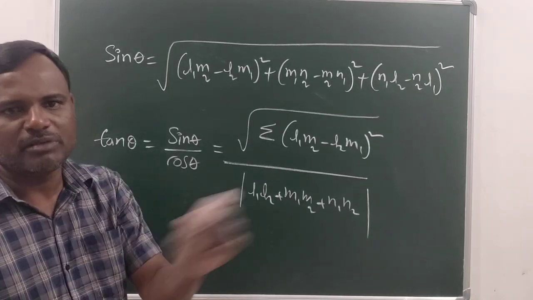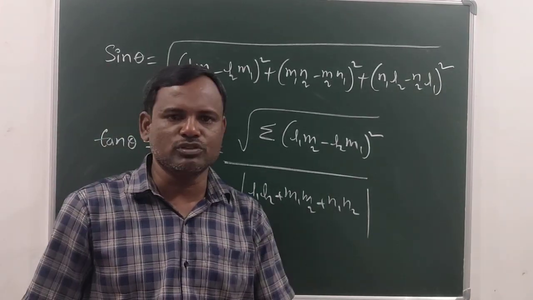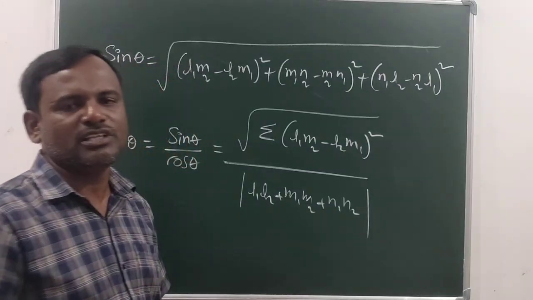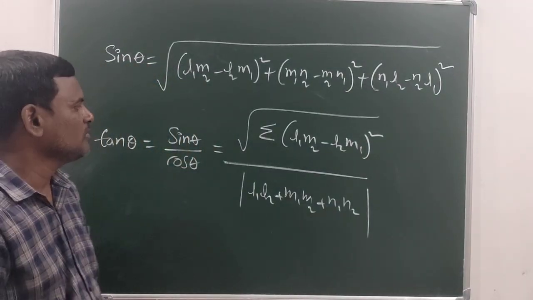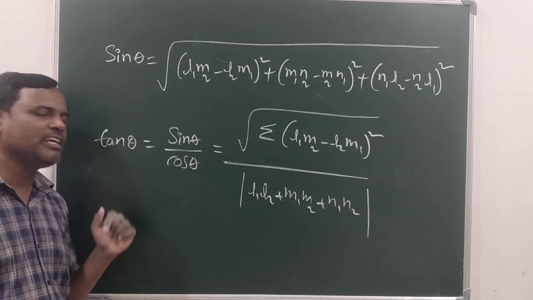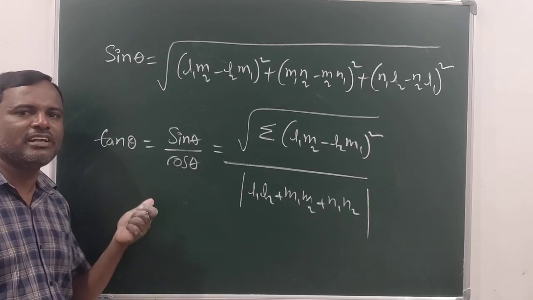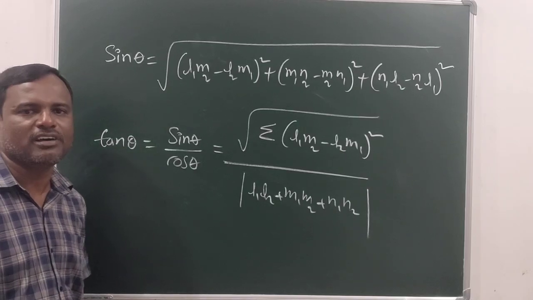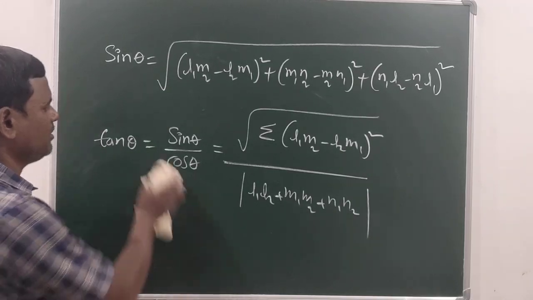So in the options, sometimes they may not give you the acute angle, they may give you the obtuse angle. So 180 minus theta you have to do. So this is the tan theta. Okay. So where theta is the angle between the two lines, whenever their DCs are given, this is the way to find cos theta, sin theta, tan theta.